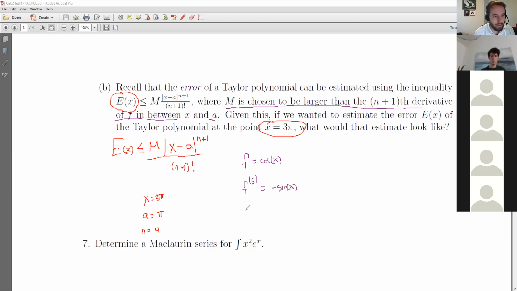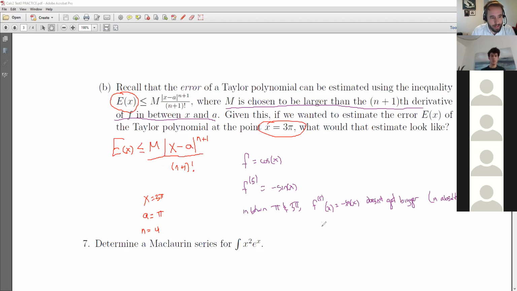And we need to figure out, in between π and 3π, how big does that 5th derivative get? So the 5th derivative, which is negative sine, doesn't get bigger. I should say here, this should be bigger in absolute value, because we also don't want it to get too negative. The sine function actually never gets bigger than 1, right?